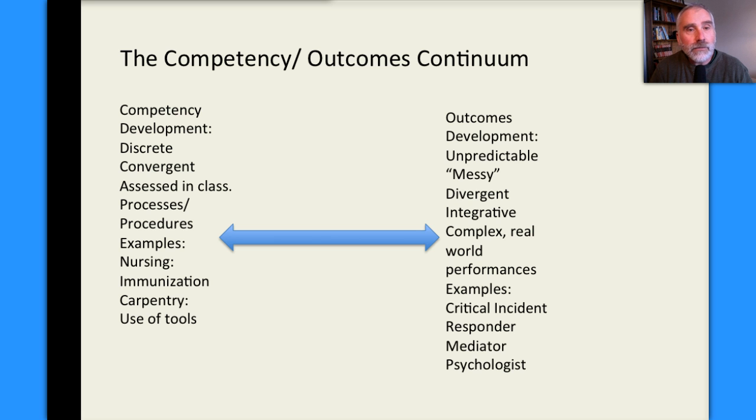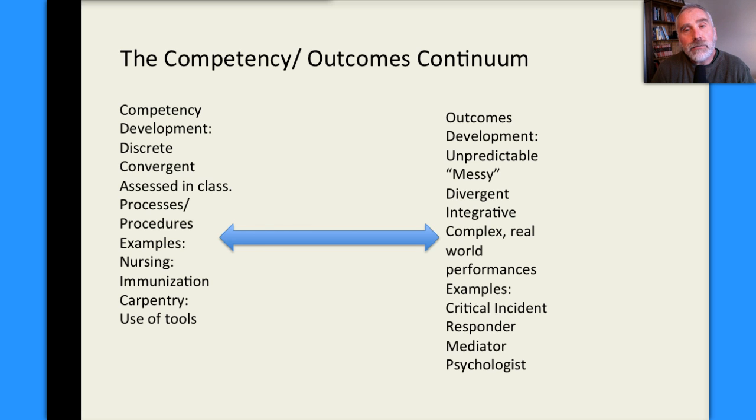So if we look at this, we can see on the left-hand side, competency development has to do with developing individual discrete competencies in class and assessed in class. It's best with procedures or processes. And some examples that you see there are nursing, giving immunizations. For example, we maybe start with injecting tangerines or oranges, so we get the process of immunizing down, and eventually we get up to immunizing humans. But the assessment's done in class.